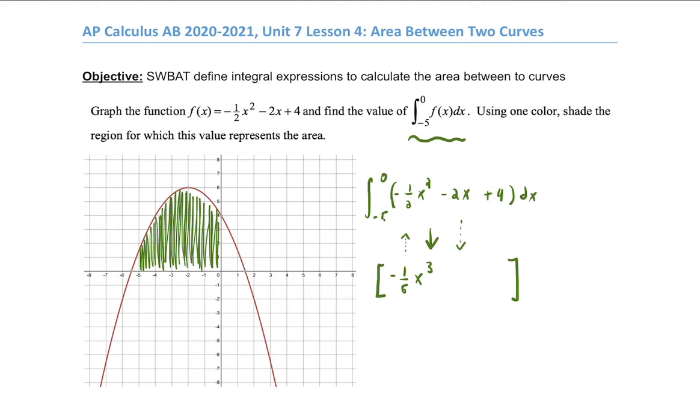This one's a little easier. This is going to be minus x squared and plus 4x. So these are all the antiderivatives here. You can check with their derivatives going backwards. And the fundamental theorem of calculus says I should be able to plug in 0, plug in -5, and subtract those.